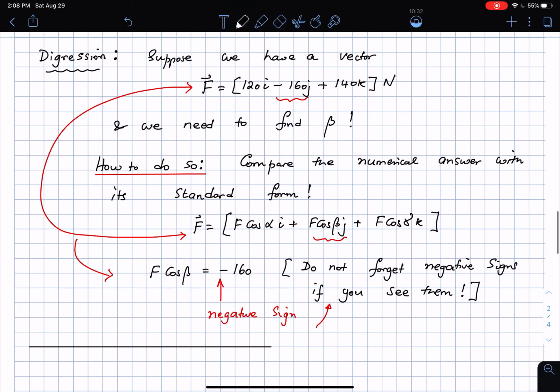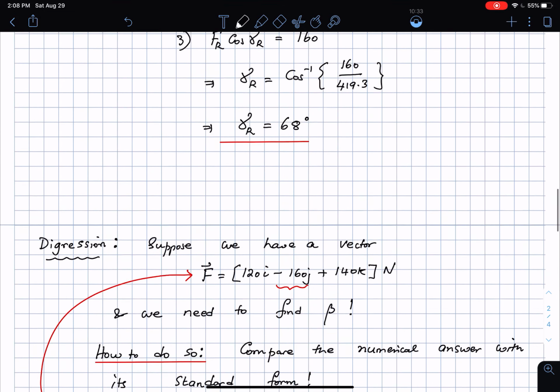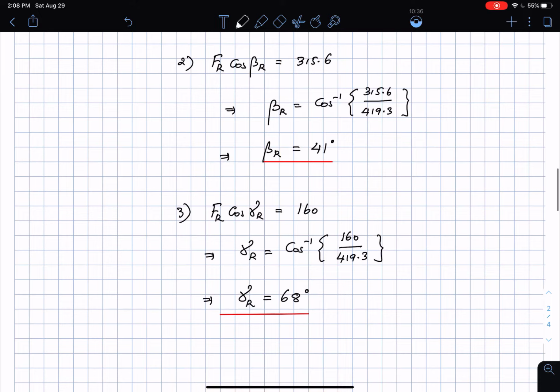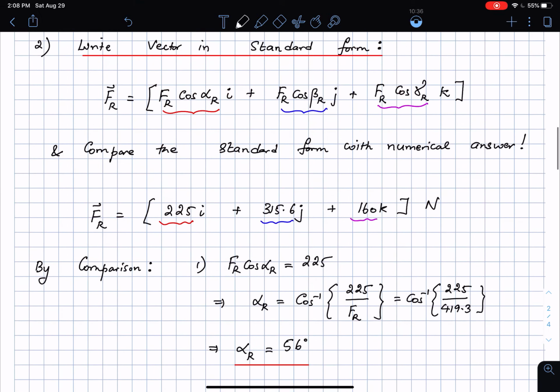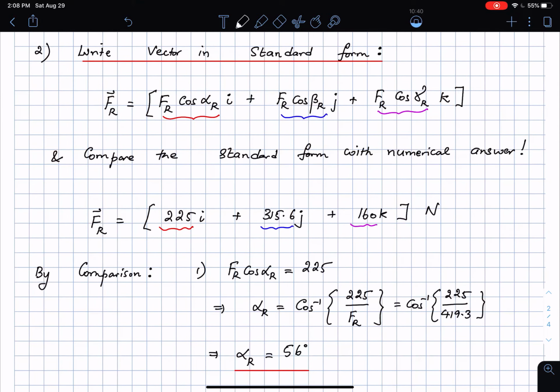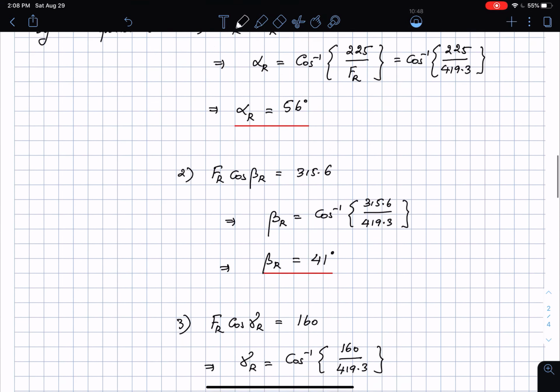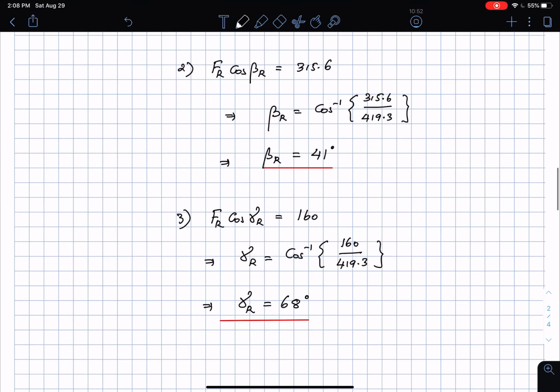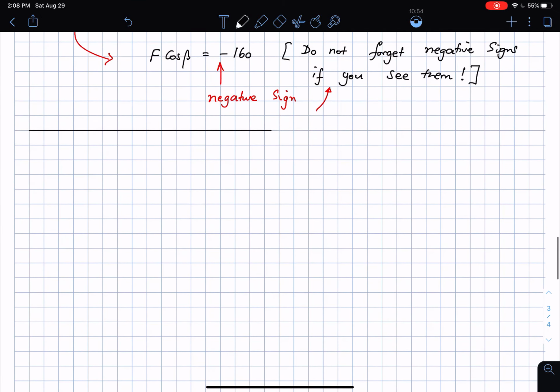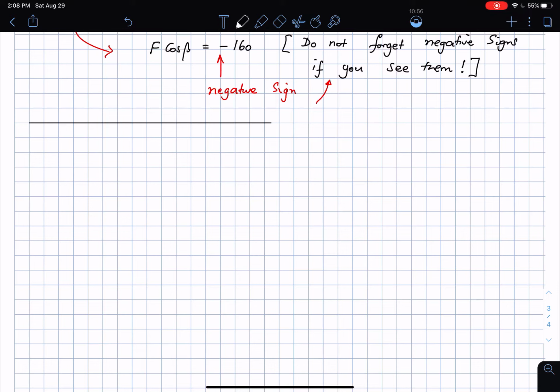And essentially the idea is, how do I find the coordinate direction angles? All I have to do is write the vector in its numerical form, which is shown right here. Write the vector in its standard form, which is shown right above there. Then compare the i components, the j components, and the k components to get the angles alpha, beta, and gamma. So my final answers are the following. Okay, so which means that I have vector FR. So back to our problem, sorry.